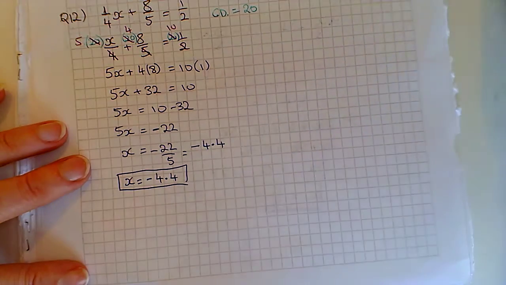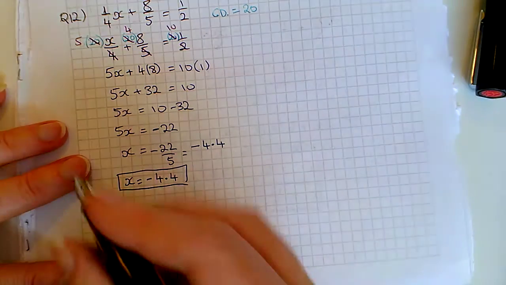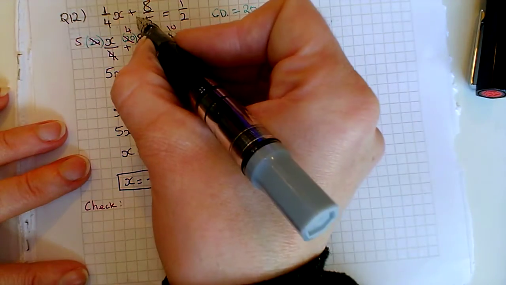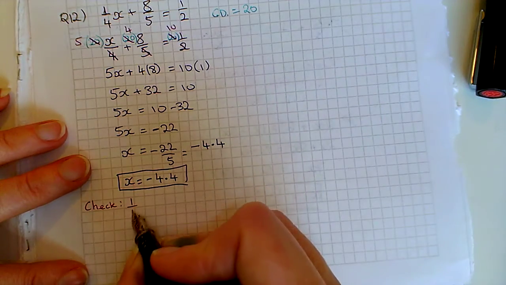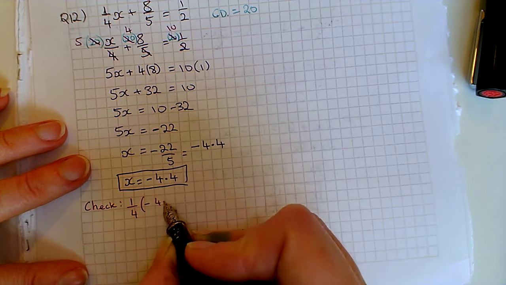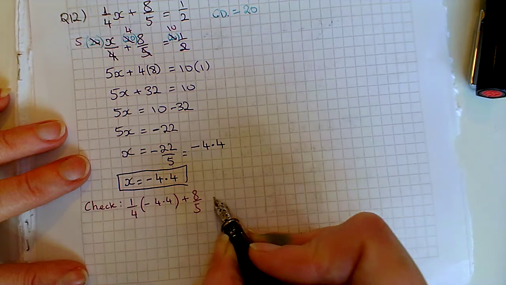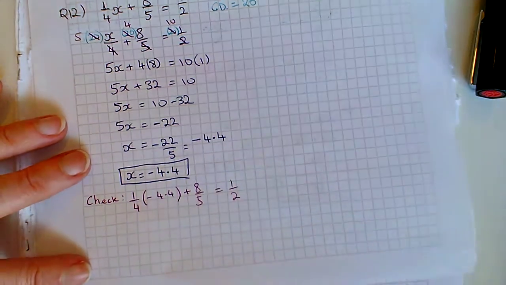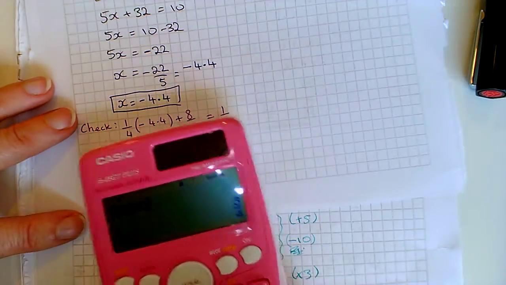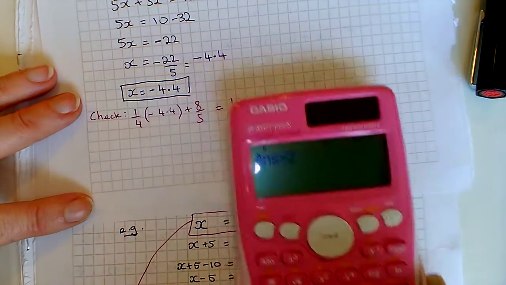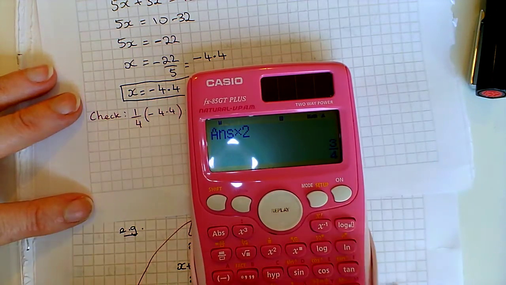And now we're going to do our verification, our check. So I'm going to check that. We always go to the original equation. A quarter times minus 4.4, subbing in for x, plus 8 over 5 should be equal to a half. And remember how we've learned substitution. I've said that we can just write it down with the brackets and then do our calculation.